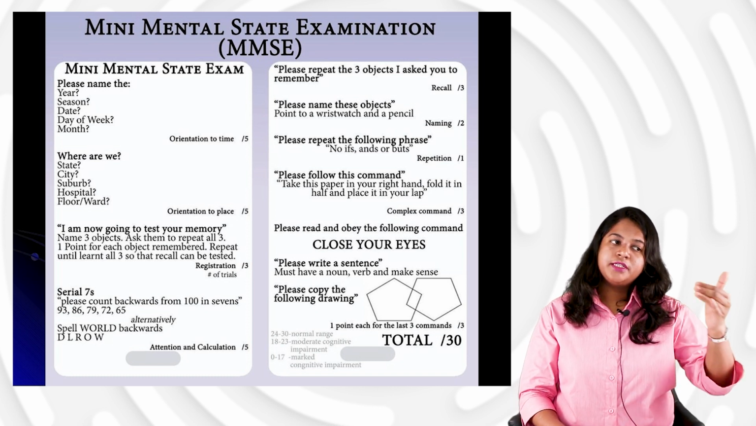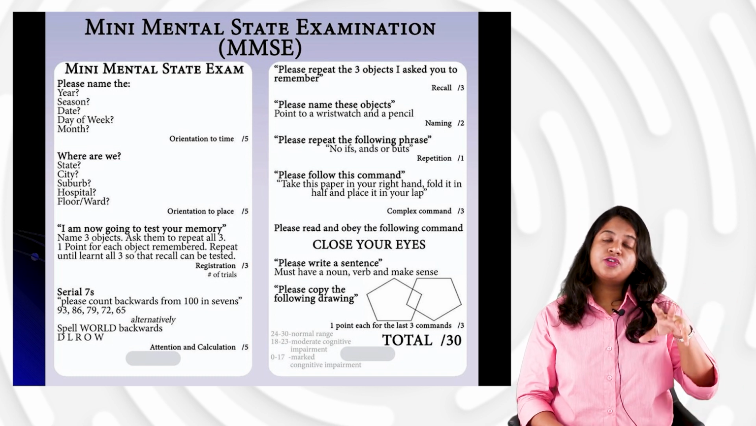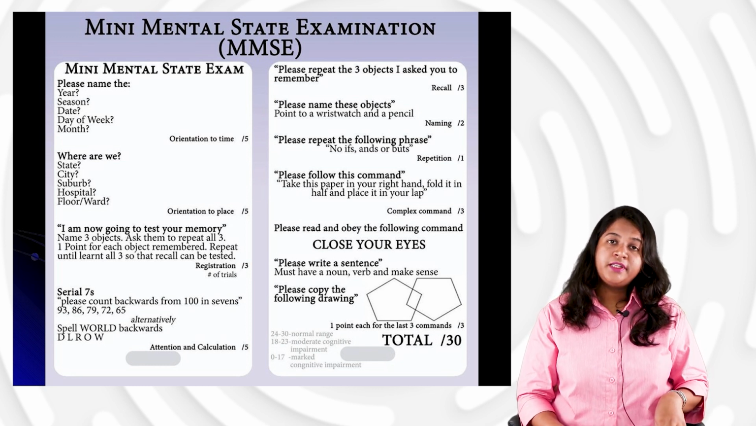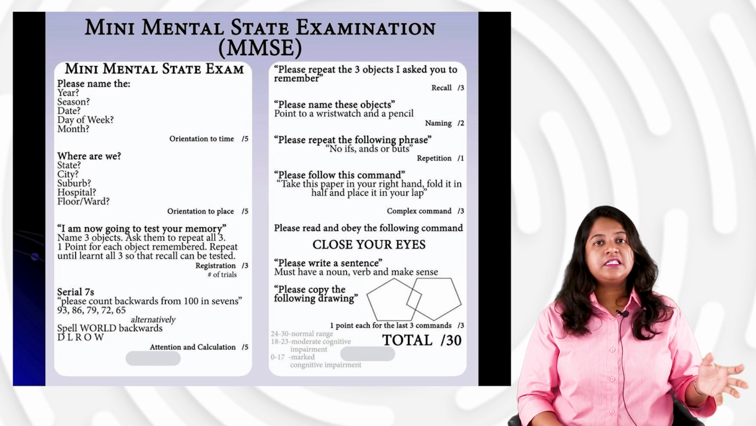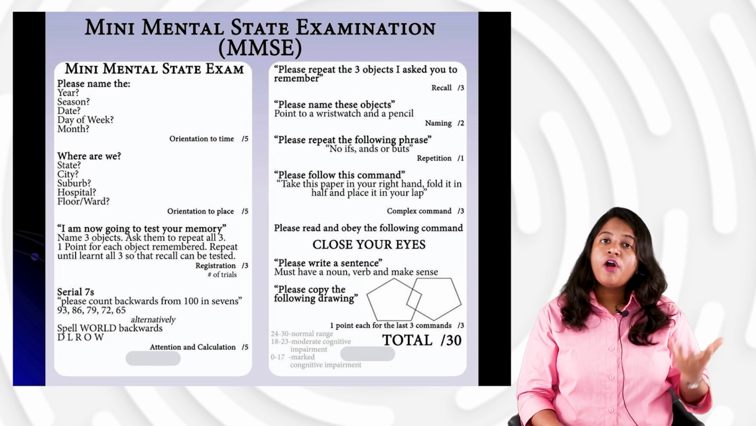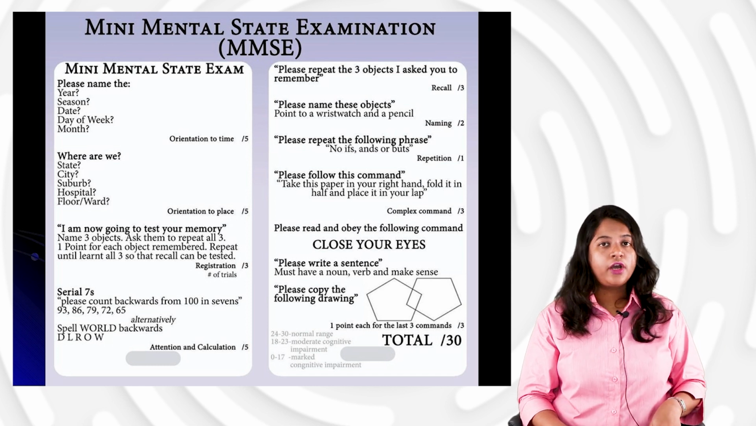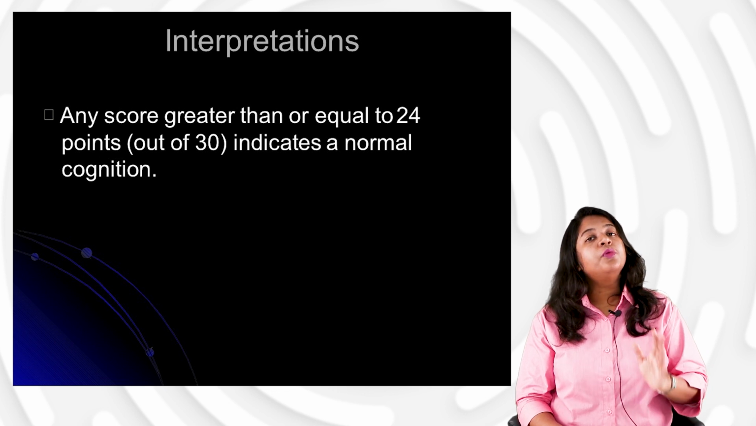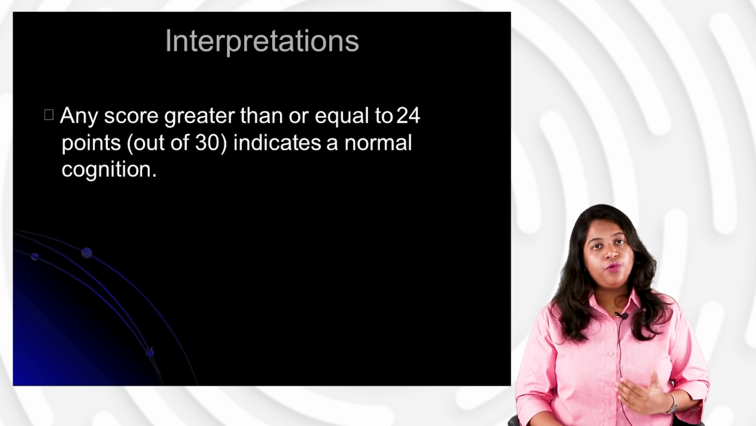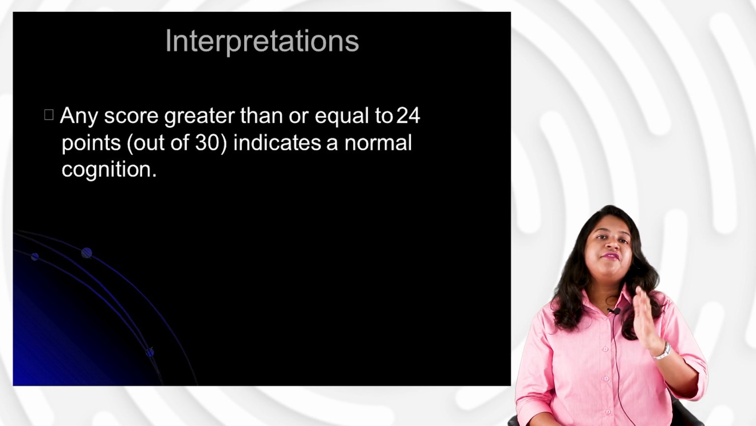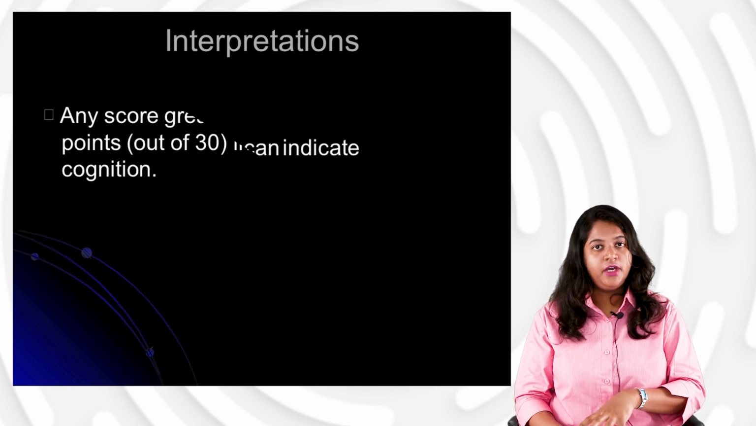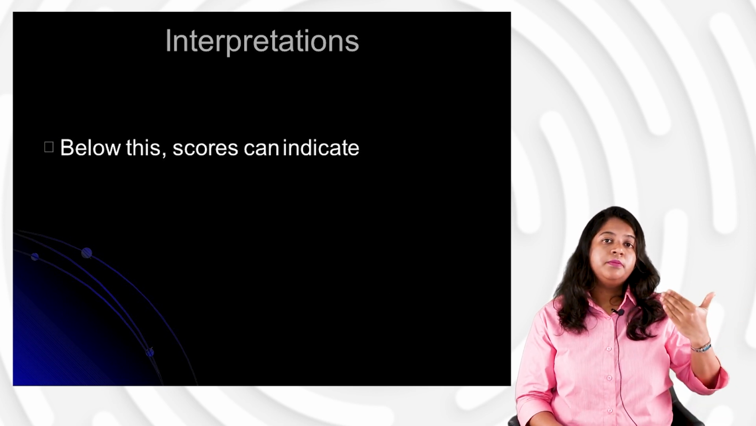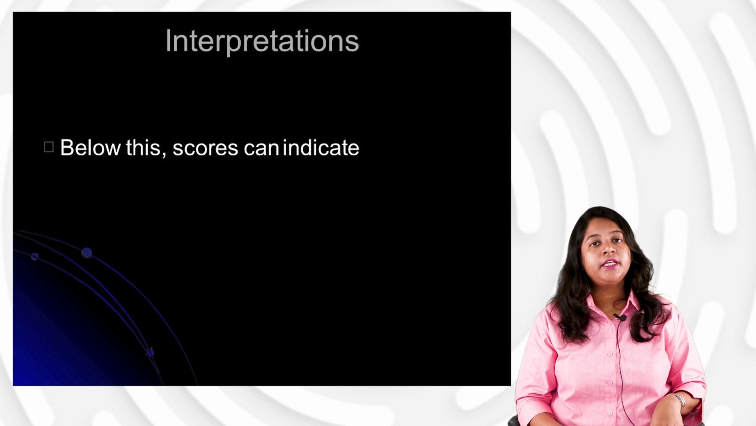As I told you, the whole mini mental status examination has a total score of 30. Based on the score the patient gets, we will interpret the level of cognitive impairment. If the patient scores 24 or more out of 30, it can be categorized as normal cognitive function. If the score is below 24, then the patient has impairment in cognition.